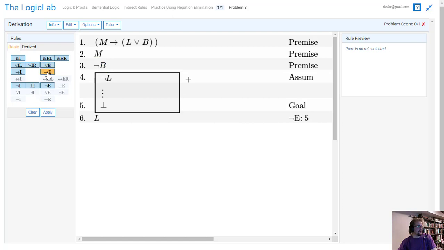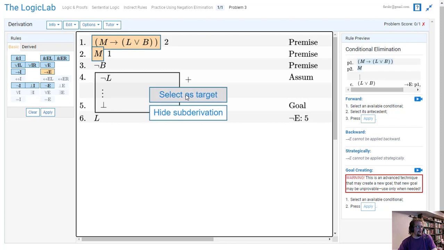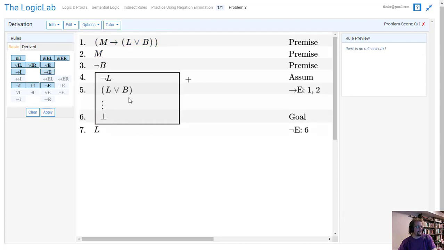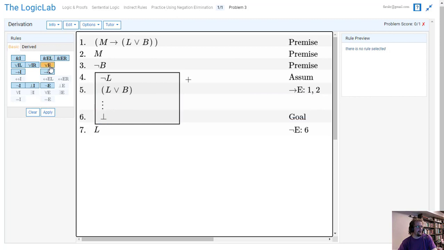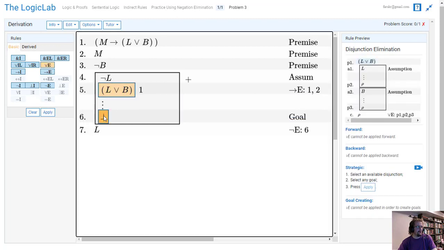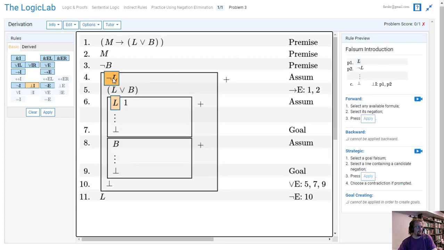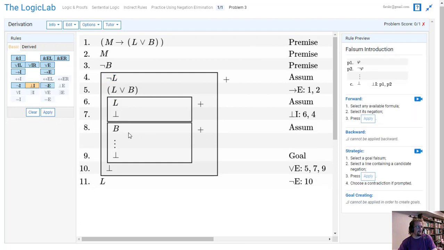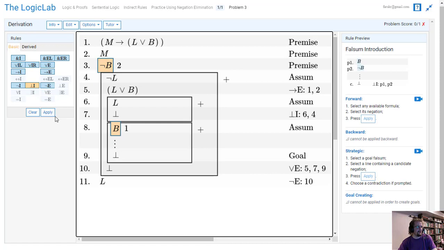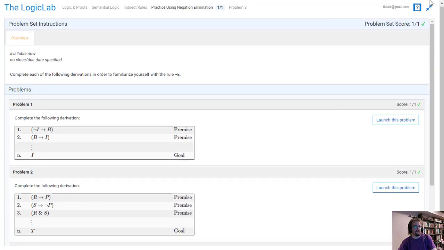Alright, so we're going to do conditional elimination lines 2 and 1. Inside of this box we have L or B. We are going to do a disjunction elimination with the goal of the falsum. Here's my first falsum, which is L and not L, so we're done with that. Here's my second falsum, it's this B and not B. And so we know that L has to be true. Alright, so that's all 3 of these problems.